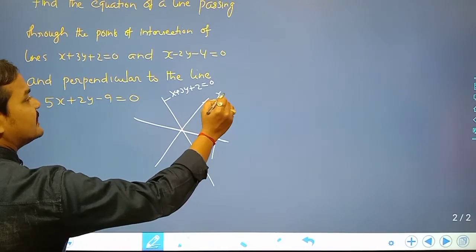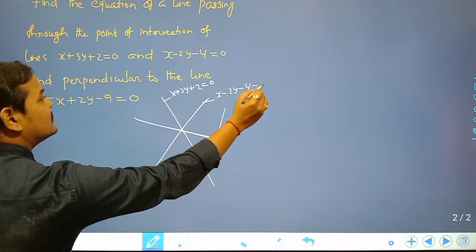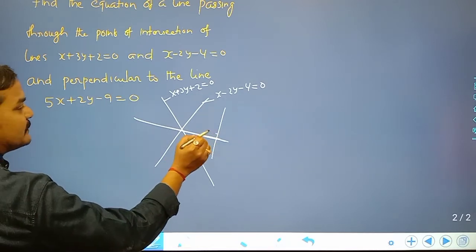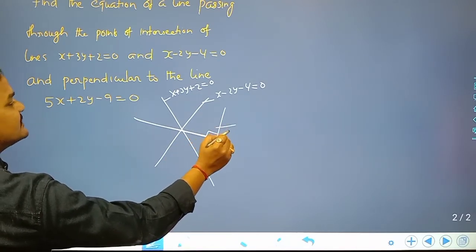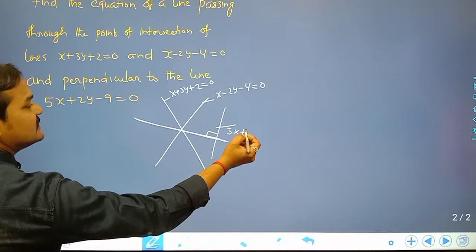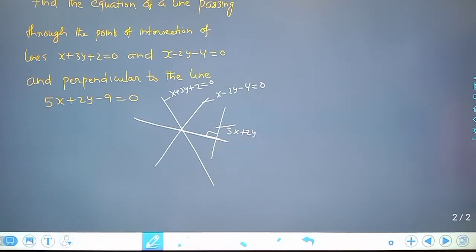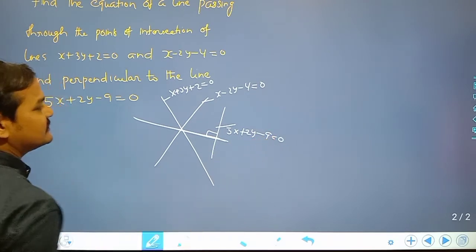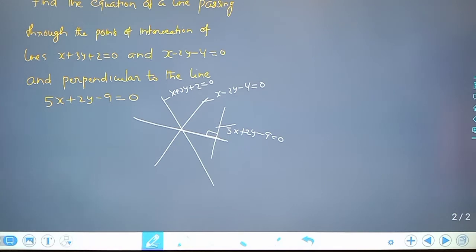This is another line, x minus 2y minus 4 is equal to 0. These are the two lines given, and it is perpendicular to the line 5x plus 2y minus 9 is equal to 0.